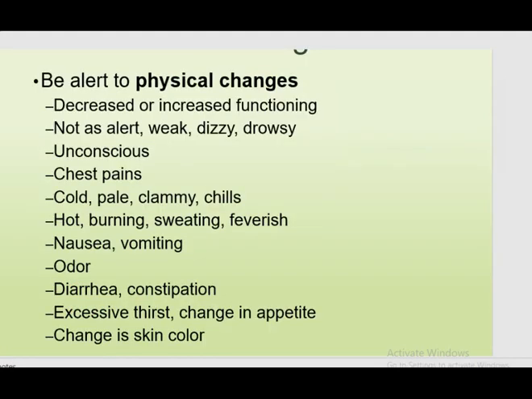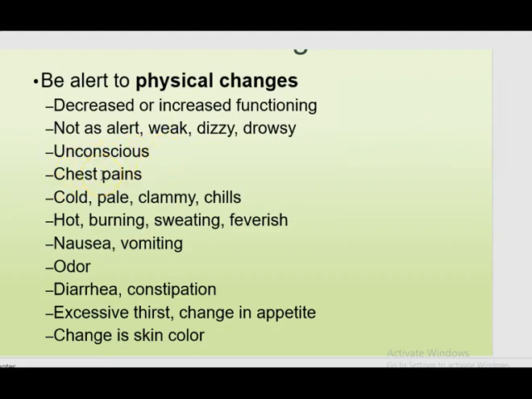Okay, there's physical changes, and they're listed on page 128 of your book. But I'll quickly go through some of these, right? Increased or decreased functioning. That means they're not the same today as they were yesterday, right? Especially if it's decreased. And a lot of it is being alert. I'm telling you that with the elderly, we may not see a fever or take a temperature and they have a fever. But the first thing with an infection is they're not going to be as alert. Of course, if they're unconscious, you should notice that.